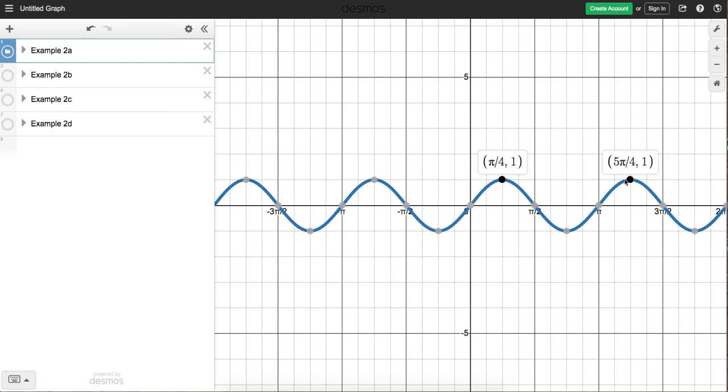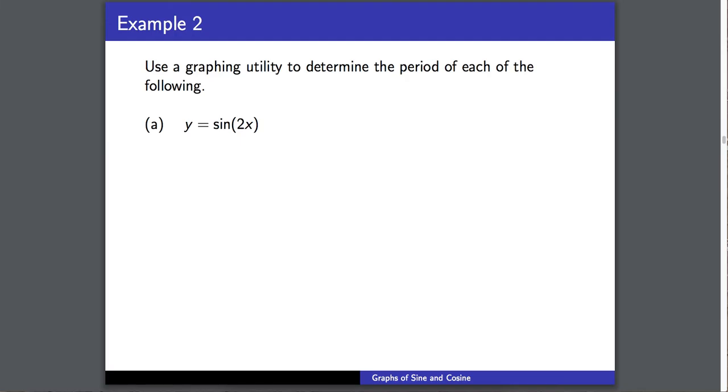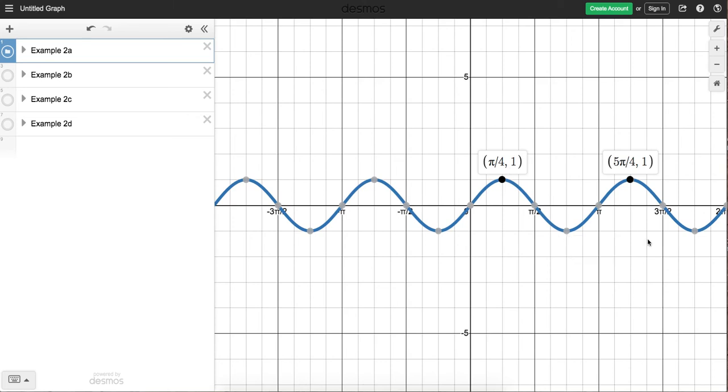So what's the angle distance between these two points, the pi over 4 and the 5 pi over 4? Well, if we take 5 pi over 4 and subtract pi over 4, we get pi as the period of our function. Note that we don't have to use the maximums. We could use the minimums.